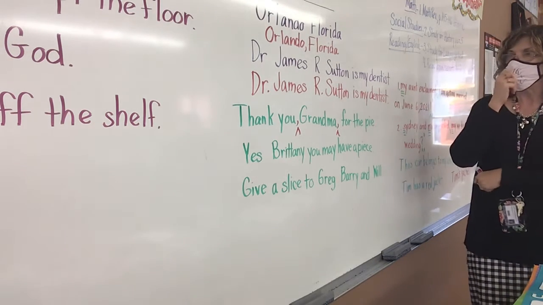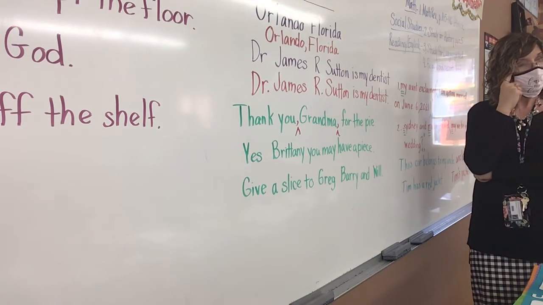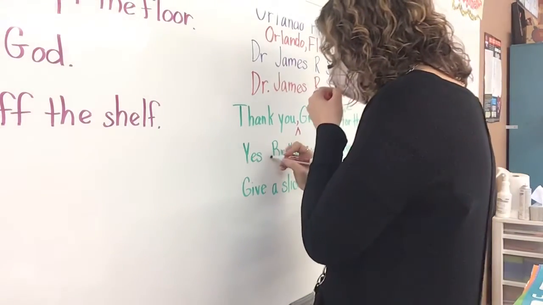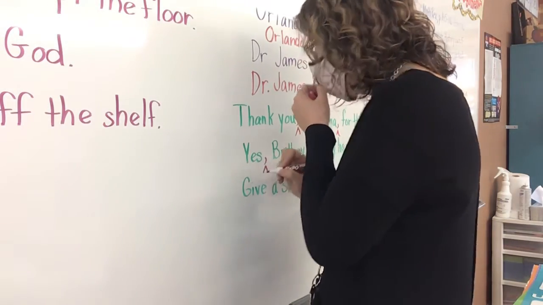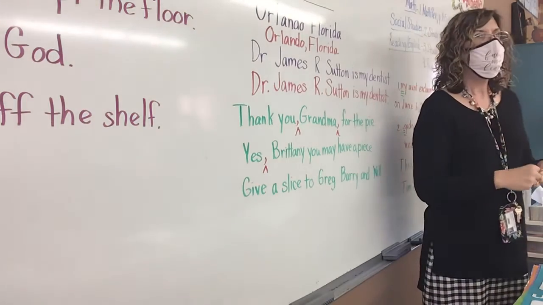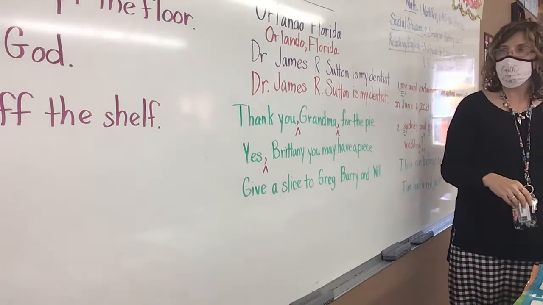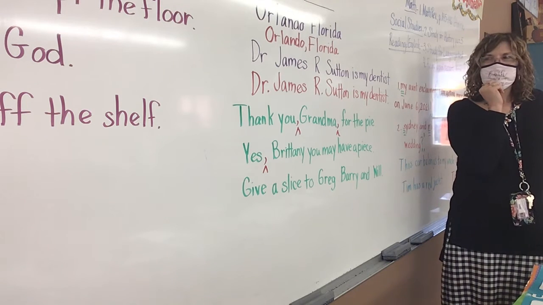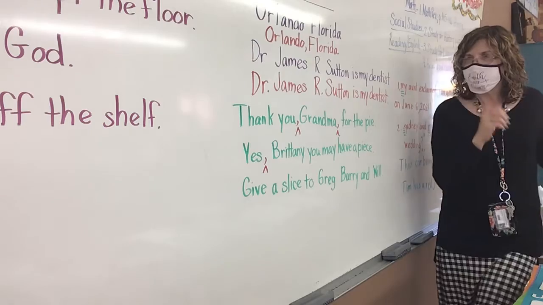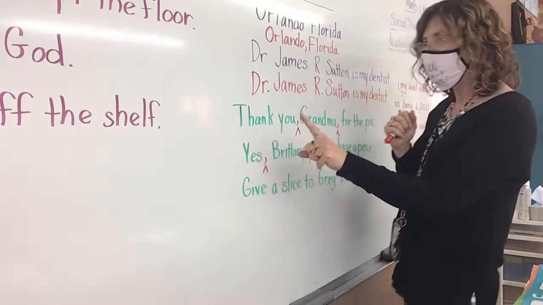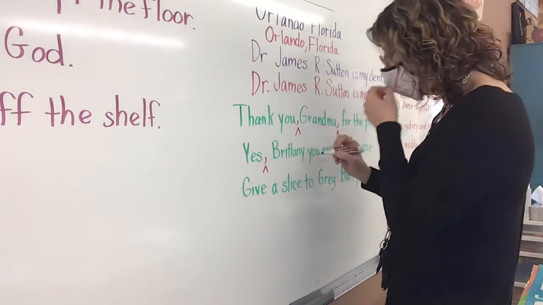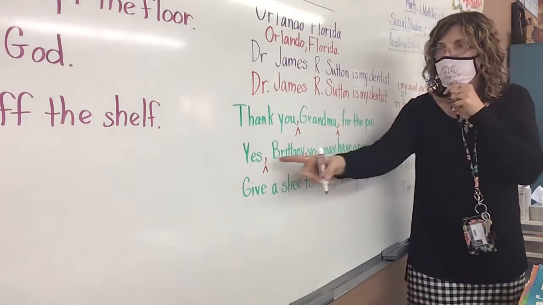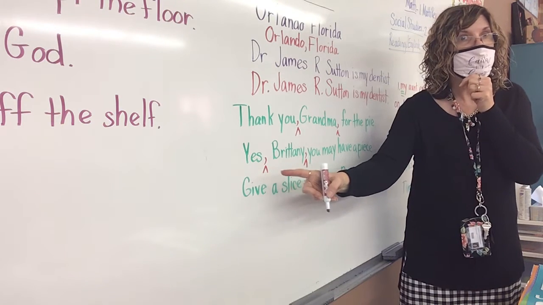Grace Taylor, tell me the next one for the, yes, Brittany, you may have a piece. Put a comma after yes. Very good. Put a comma after yes, because the rule is yes or no at the beginning of a sentence. Tess, what's next? Yes. Very good. You are talking to Brittany. Yes, Brittany, you may have a piece. You put a comma after Brittany, just like we did for Grandma. There's already one in front of Brittany because of the word yes.